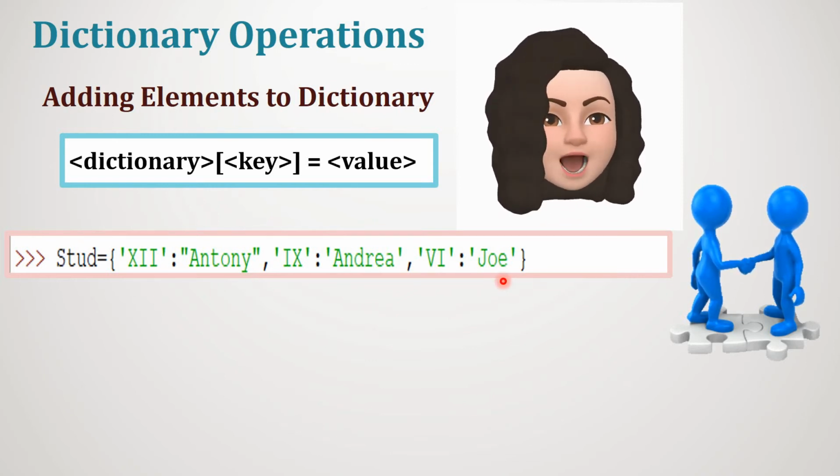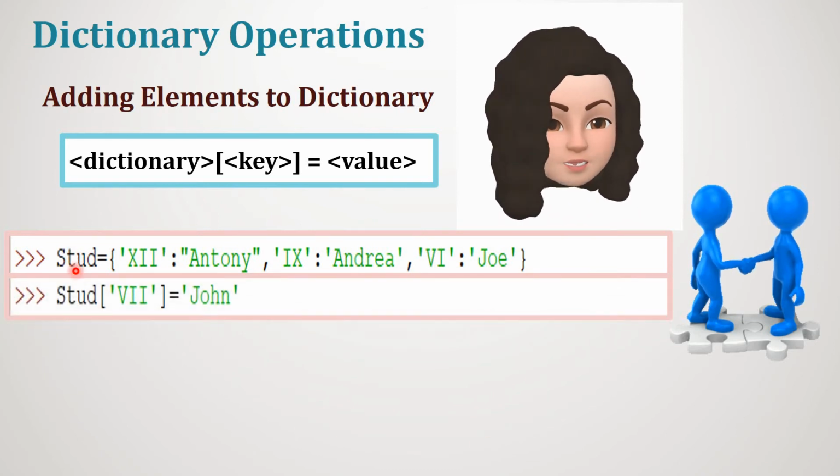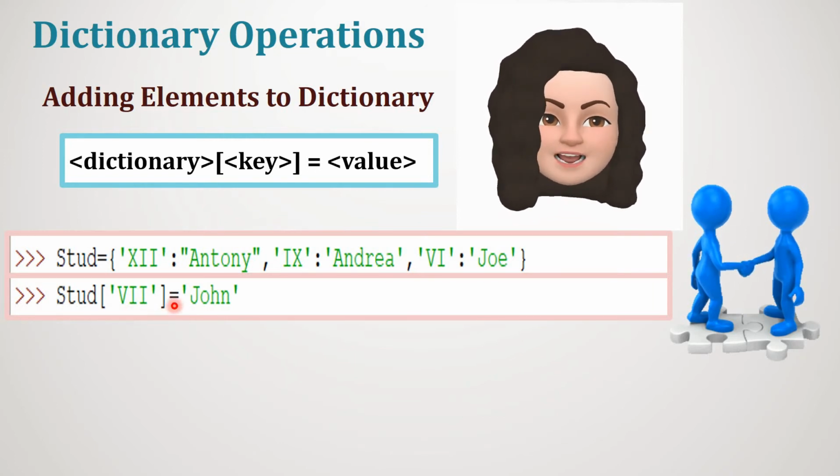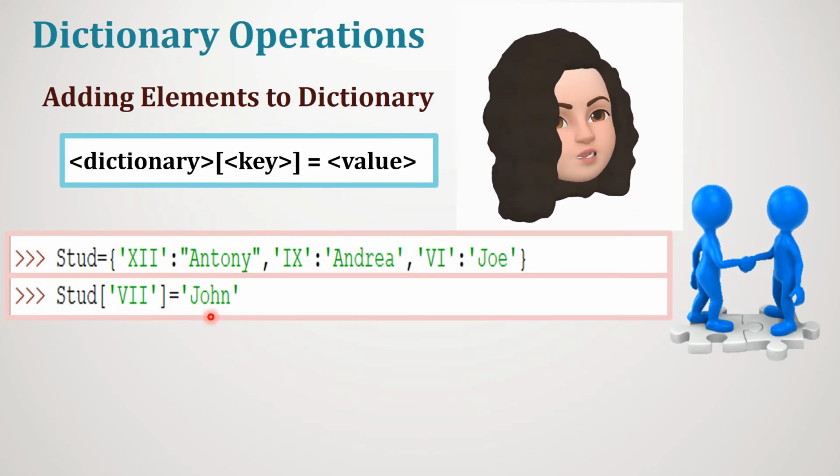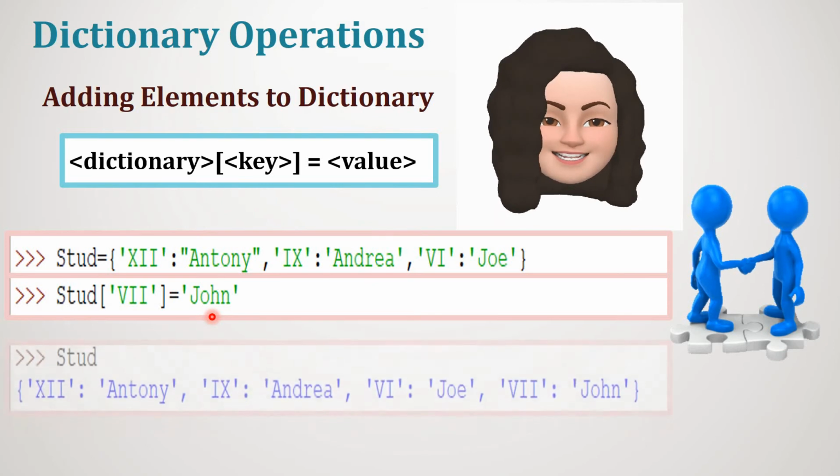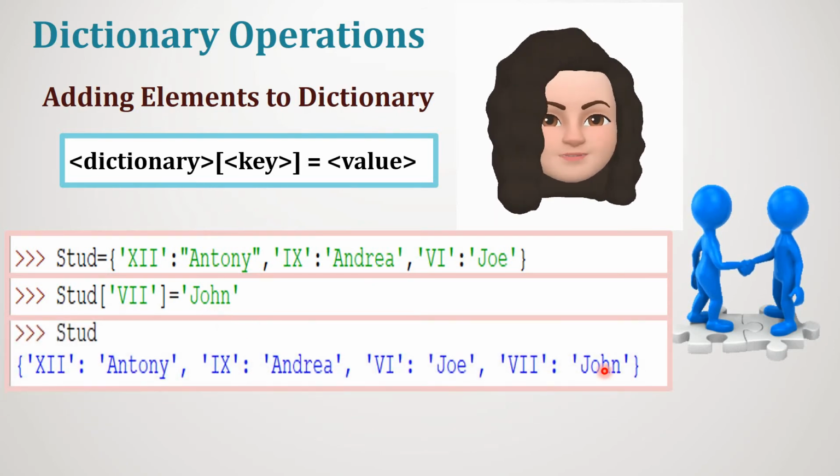Now I want to add a new key value pair. The new key is 7 and the value is John. So specify the name of the dictionary STUD, within square brackets specify the new key which is 7, equal to the value John. Now let's display the dictionary. Yes, the new key value pair 7 colon John is added in the dictionary.